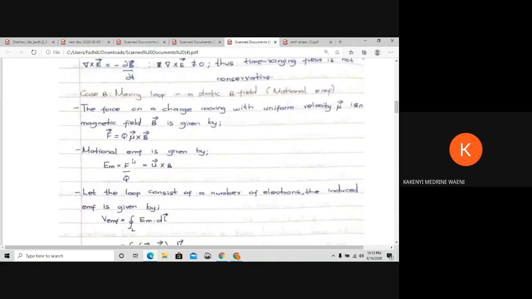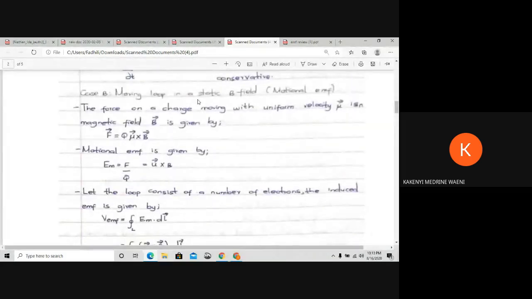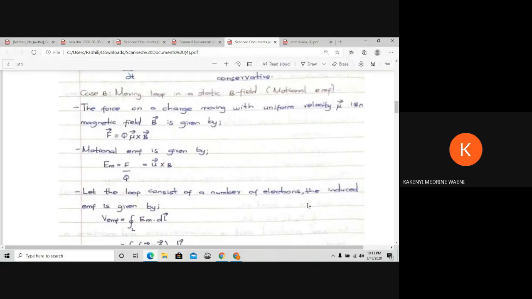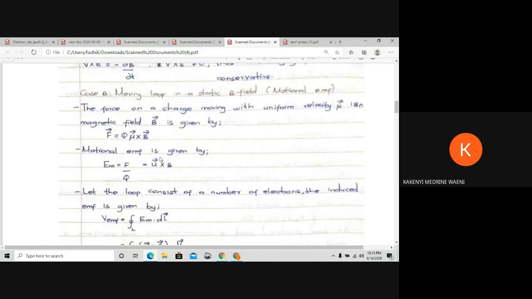Then the second one was the moving loop in a static B field. So F is equal to QUB. I'll send a YouTube video where he explains this, generally the Maxwell's EMF and how this came up in depth. So F is equal to QUB. This should not be mu, I'm sorry, it should be U, which is velocity. It is the charge times velocity cross the flux density.